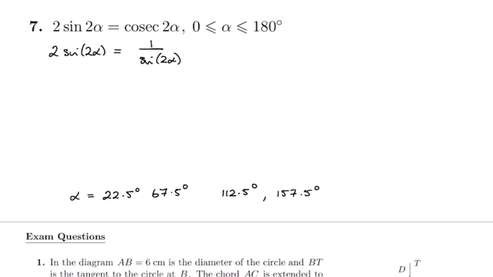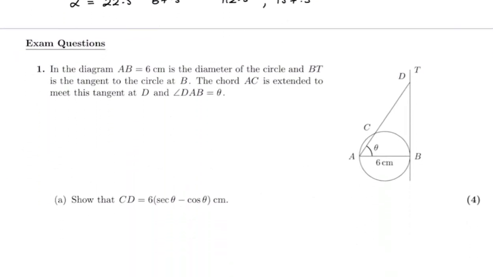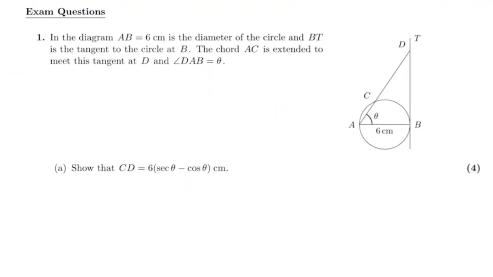Right, we're just going to have a little look at this exam question. Okay, this exam question says, in the diagram, AB, which is 6 centimetres, is the diameter of a circle, and BT is a tangent to the circle at B. The chord AC extends to meet this tangent at D, and the angle DAB is theta. Show that CD is 6 bracket sec theta minus cos theta centimetres.